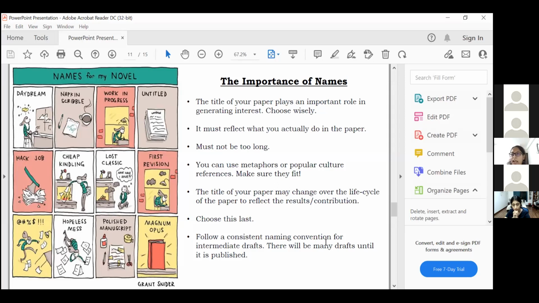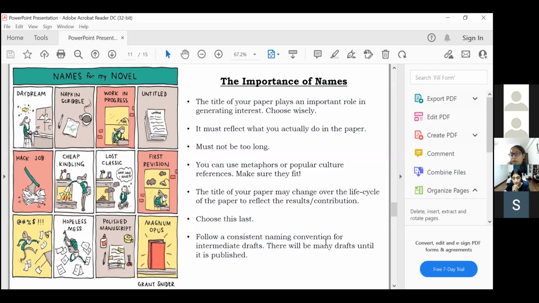Okay. Now, your paper, as I said, is going to undergo many changes. So follow a naming convention for the file for intermediate drafts. One bad thing to do is naming it final draft, because nothing's ever final. You're going to have a final part 2, final part 1, final version 2, etc.